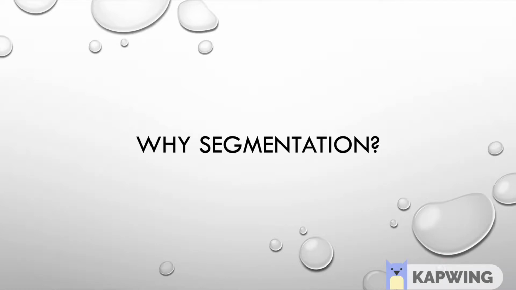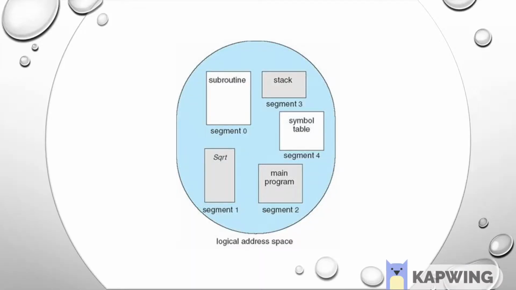Why segmentation? The user's view of memory is not the same as the actual physical memory, but with segmentation, the hardware is able to provide a memory mechanism that maps the programmer's view to the actual physical memory. A programmer's view of memory consists of a logical address space. A logical address space is a collection of segments. The addresses specify each address by a segment name and an offset. Usually segments are seen by segment number for simplicity.